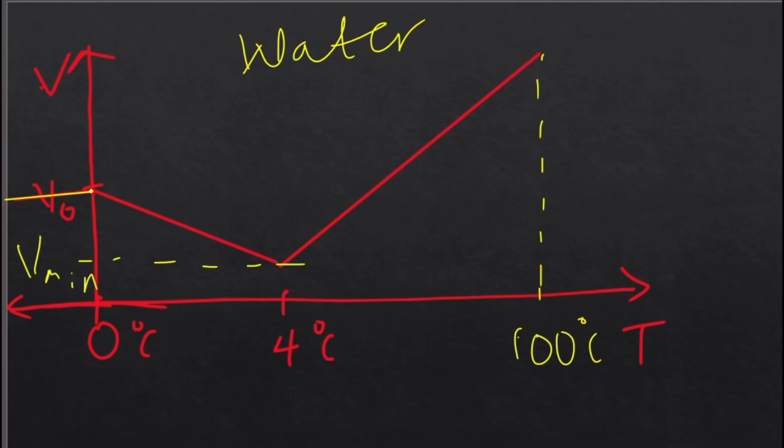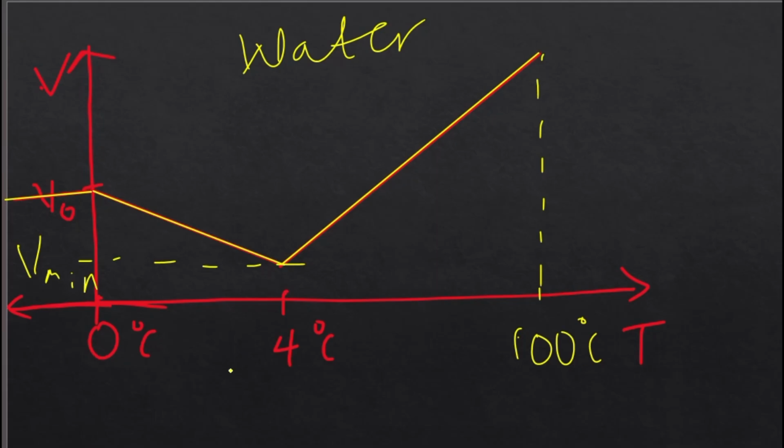This region is where it's now water, and our expectations are that the water should start expanding, should start doing something like this. But it doesn't. Instead, from 0 to 4 degrees Celsius, it starts shrinking. It starts contracting. When it contracts until 4 degrees Celsius, then it starts expanding until it gets to 100 degrees Celsius.